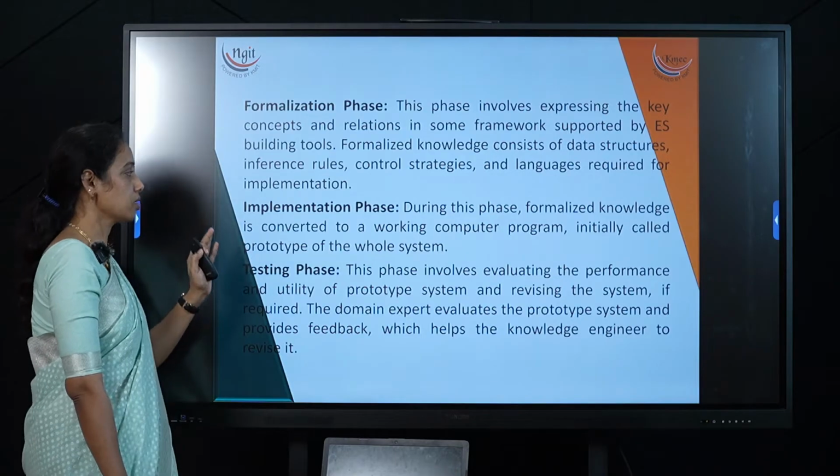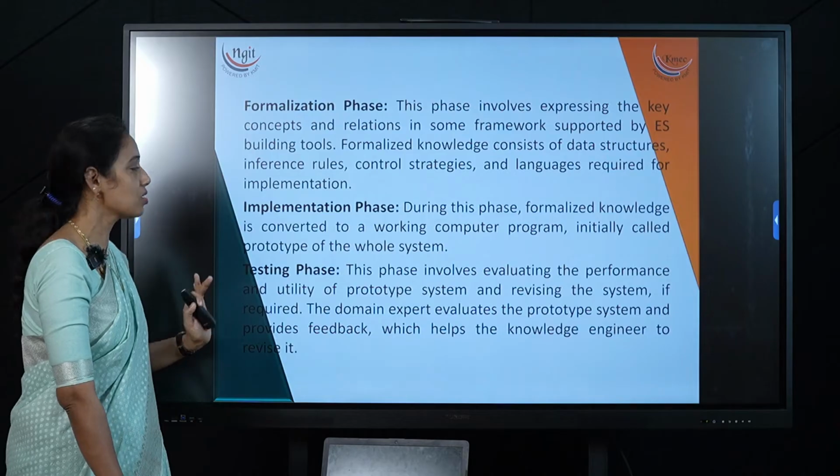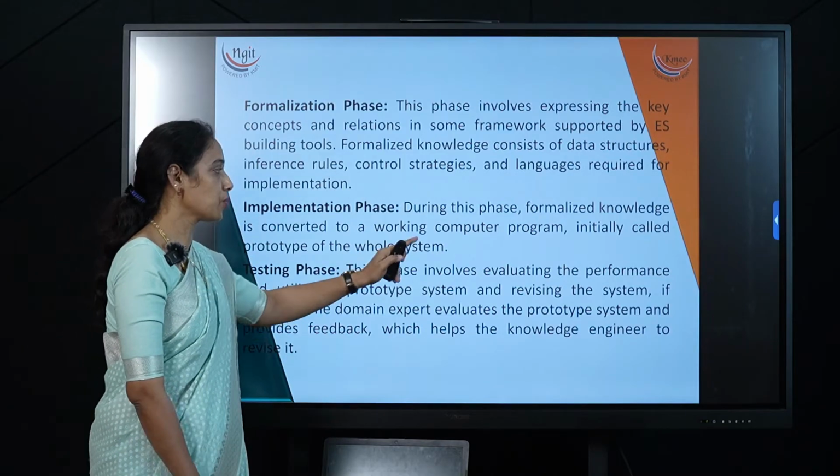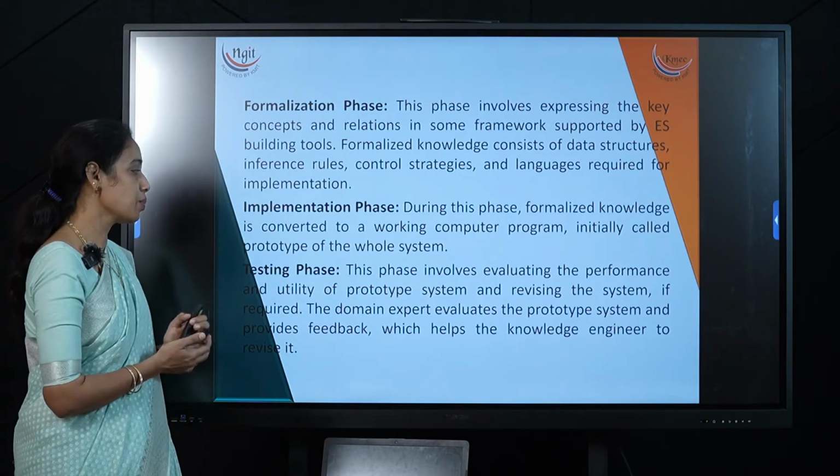Next comes the implementation phase, where the formalized knowledge is converted to a working computer program, initially called the prototype of the whole system. A prototype is built in this implementation phase.